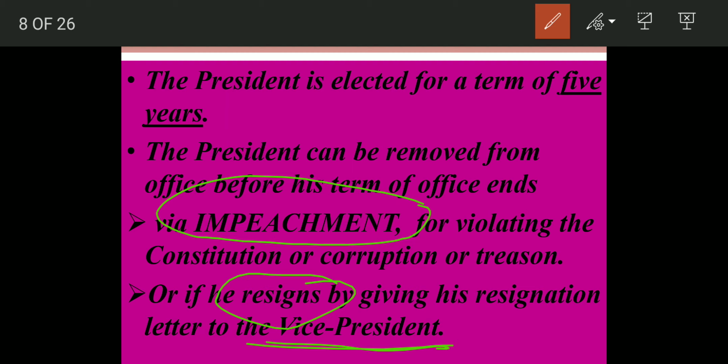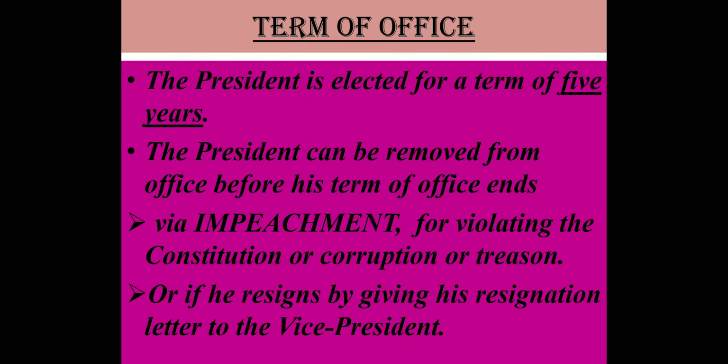Now, why will the parliament want to remove the president? In case he is found indulging in corruption or treason, that is, acting against the interests of the country. In case of such betrayal, he can be removed. Or if he is found indulging in unconstitutional activities, that is, he is violating the constitution, not following the constitution, and indulging in activities which are against it. In that case, he can be removed from office. So the term of the president is 5 years, but he can leave the office even before the completion of 5 years in case of death, resignation, or impeachment. And why is impeachment done? For violating the constitution, or for corruption, or for betrayal, acting against the interest of your country.